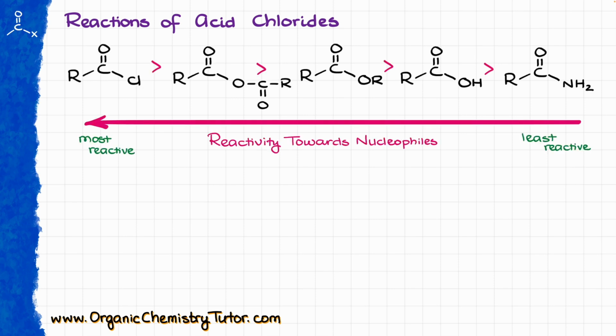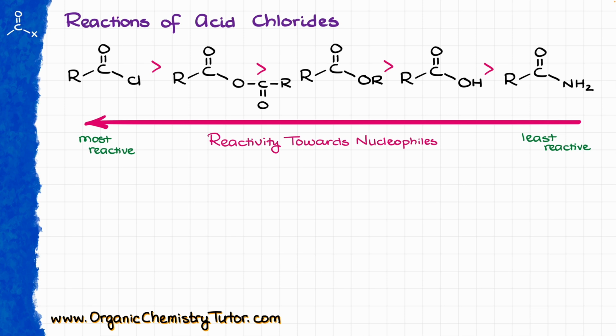And first of all, I want to point out that acid chlorides are among the most reactive carboxylic acid derivatives. The delta plus that we have on the carbon in the acid chloride is extremely high, so this carbon over here is extremely electrophilic. And on top of that, chlorine is a pretty decent leaving group. So essentially that means that we can react our acid chloride with various nucleophiles, essentially replacing that chlorine.